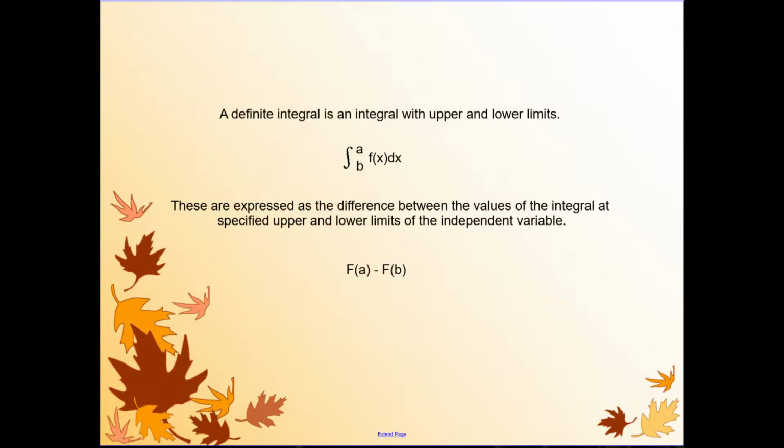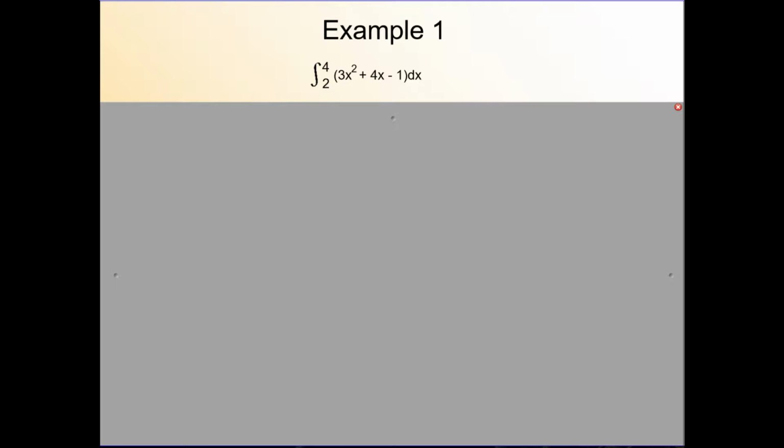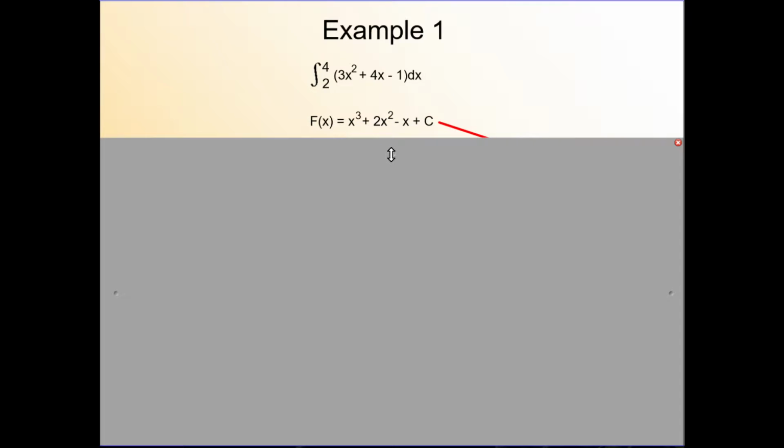We'll have a couple examples. So here's the first one. We want to find the definite integral of the function 3x squared plus 4x minus 1, and we're looking at the upper bounds of 4 and the lower bounds of 2. So the first thing we want to do is find the integral of this function. So this one is a simple power function.